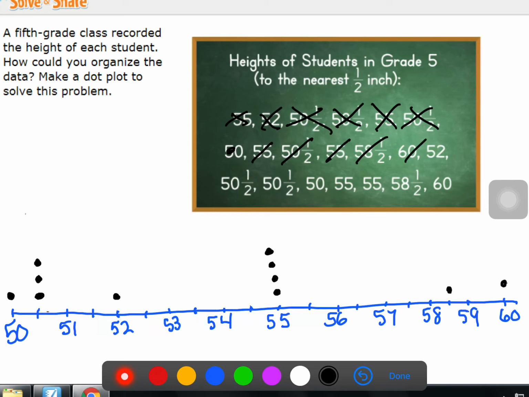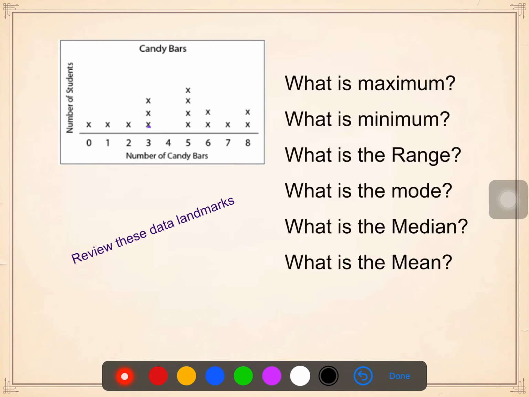A 60. A 52. A 50 and 1/2. A 50 and 1/2 again. A 50. A 55. Ooh, two 55s. I can do those at once. 1, 2. A 58 and 1/2. And a 60. 1, 2, 3, 4.